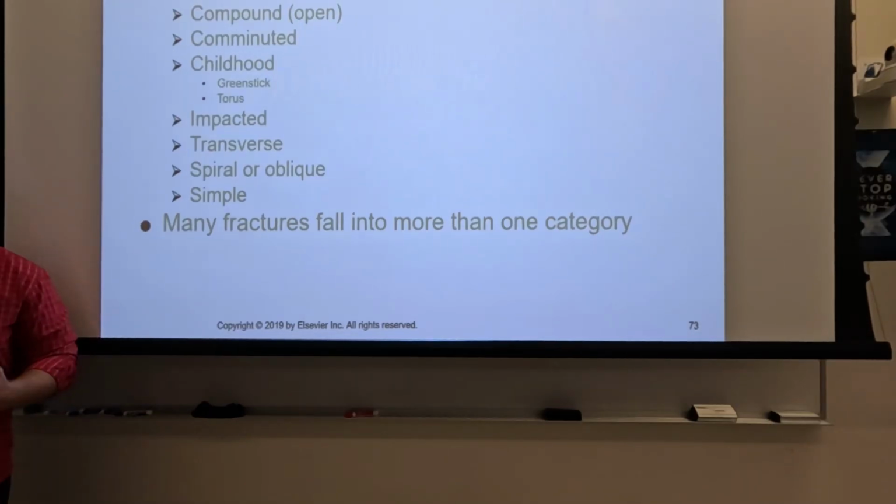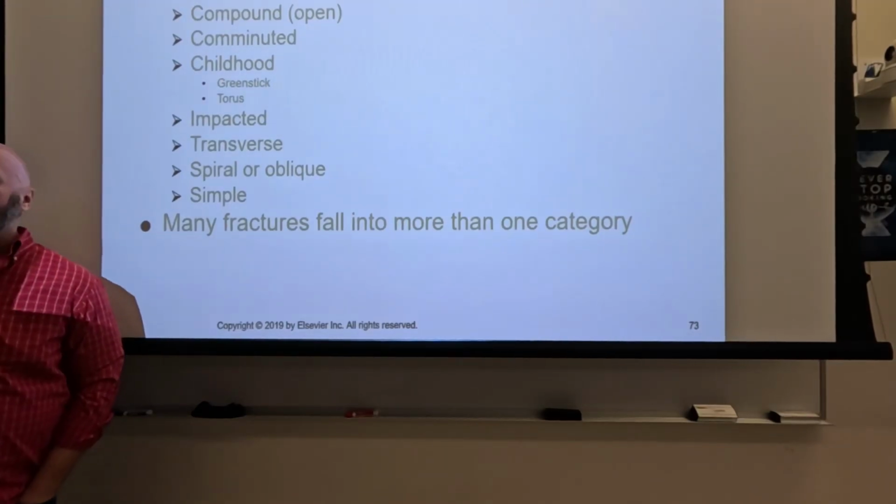Compound fracture is the same thing as an open fracture. It's poking through the skin. Comminuted fracture, technically the definition of comminuted fracture is a fracture that's in 3 pieces or more. So somebody said, well, I shattered my ankle. I fell and I shattered my ankle. That's what they're talking about.